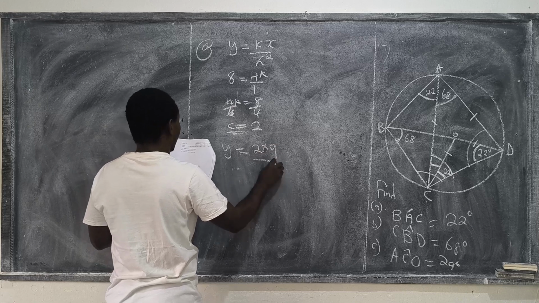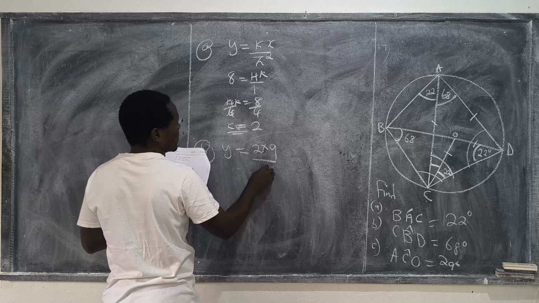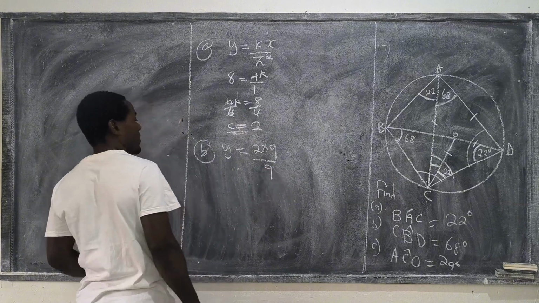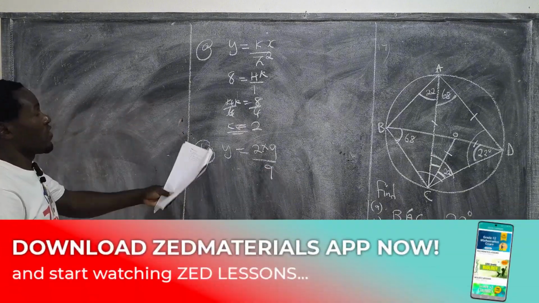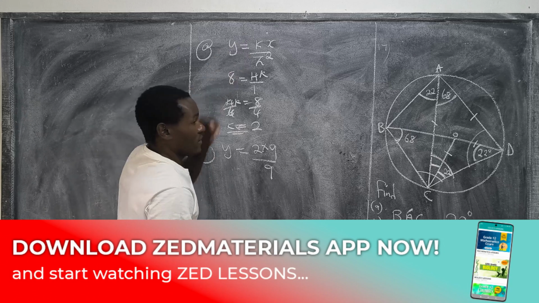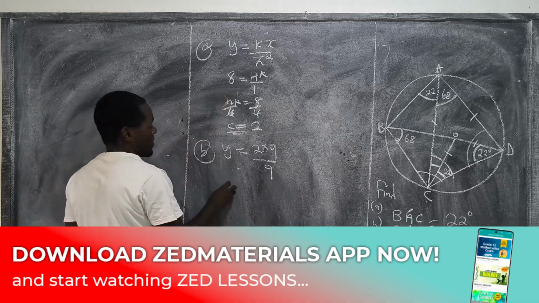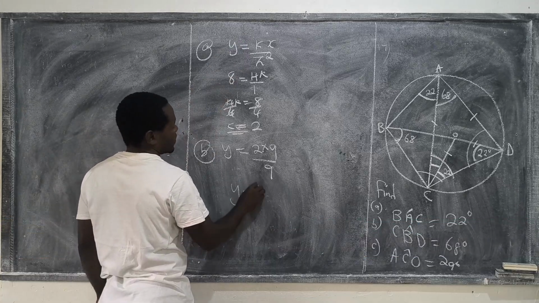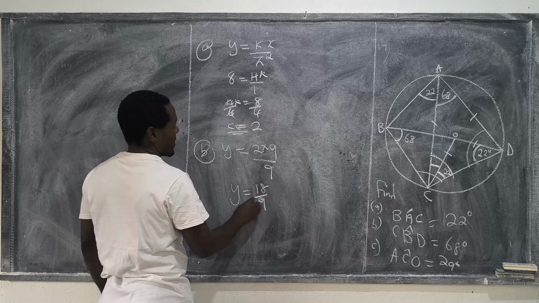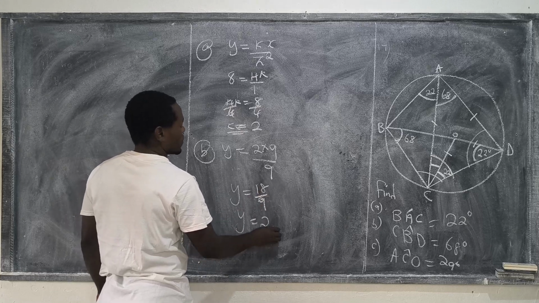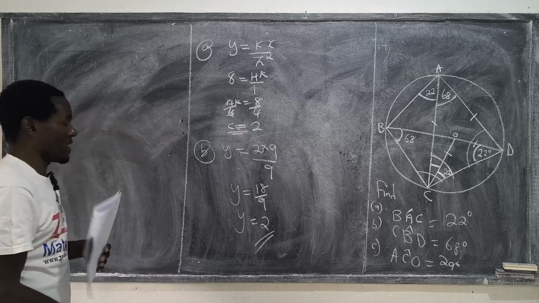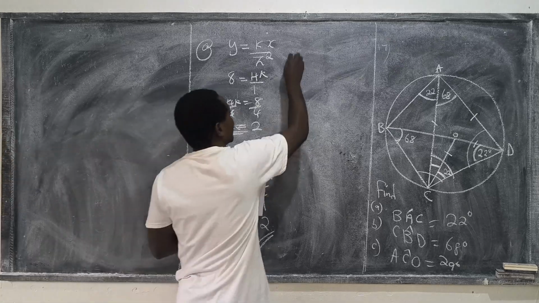X is 9 over z, and z is 3, so 3 to the power 2, that is also 9. When you go to the Z material app, we explained how you are forming this, and the notes are there. Then y is equal to 18 over 9, so y is equal to 2. This is the value of y, done and dusted. You go to C.